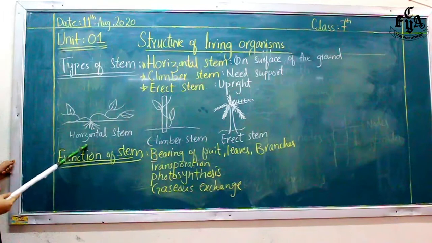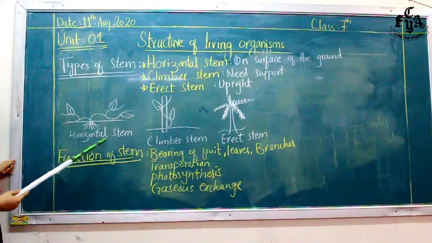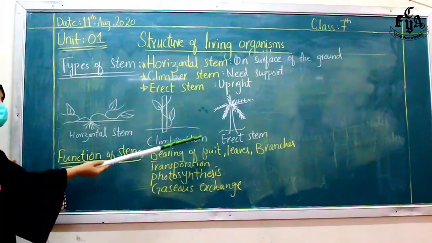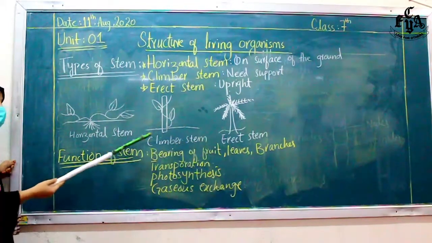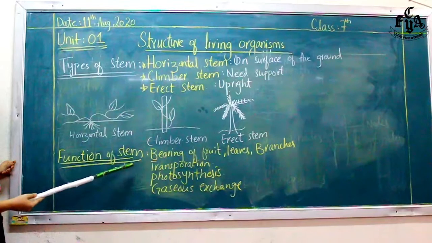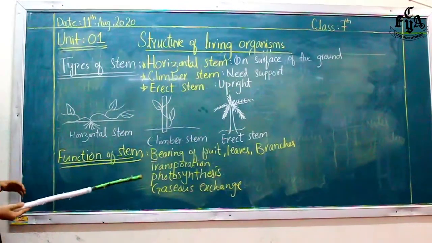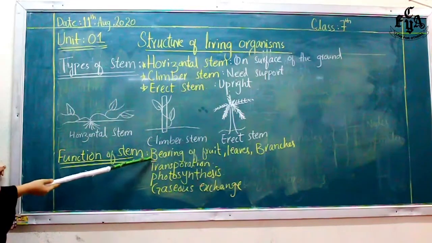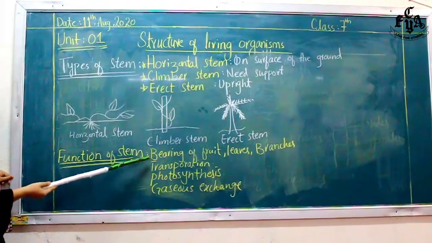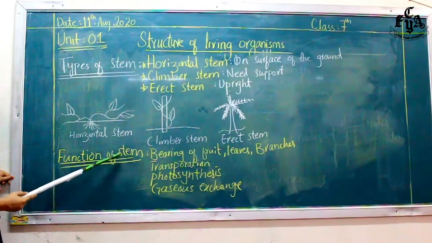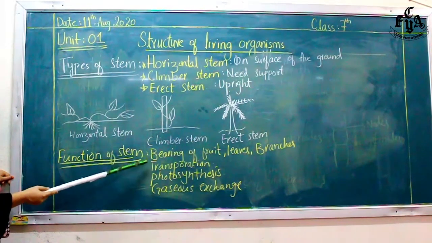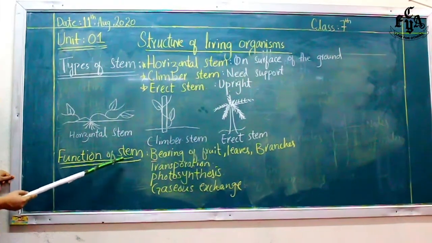Next topic is about function of the stem. The first one, main function of the stem is that it bears fruit, leaves, and branches. The next one is transportation. Transportation of what? Transportation of food, minerals, and water. As we know that the food is mainly prepared within green leaves, and with the help of the stem, that food will start moving to other parts.